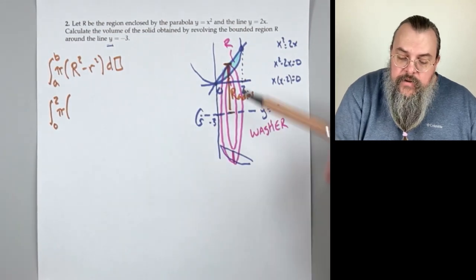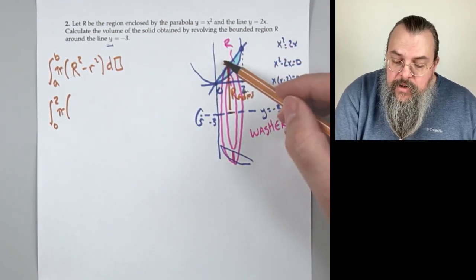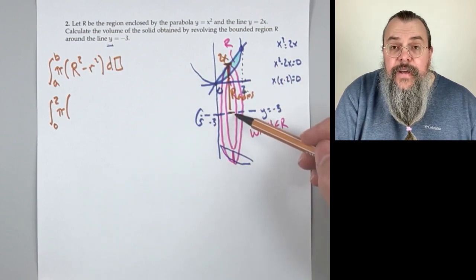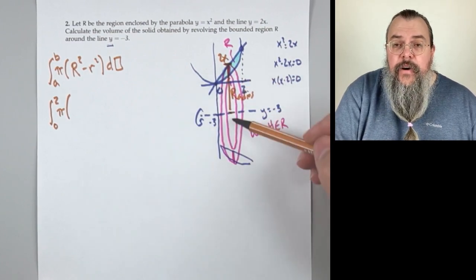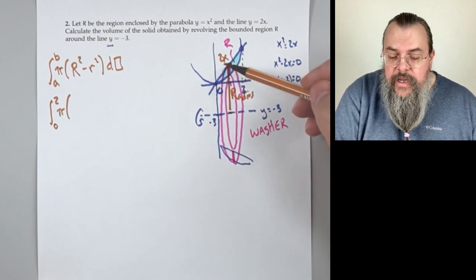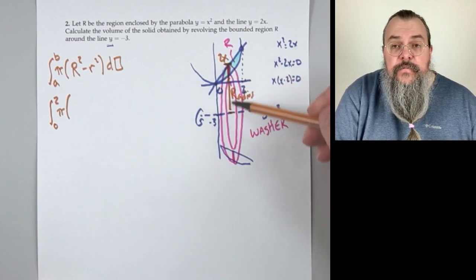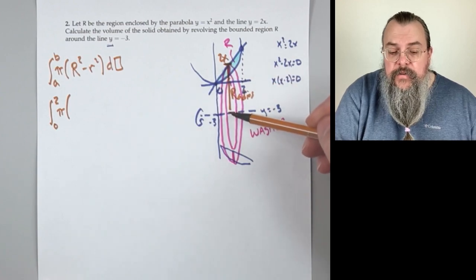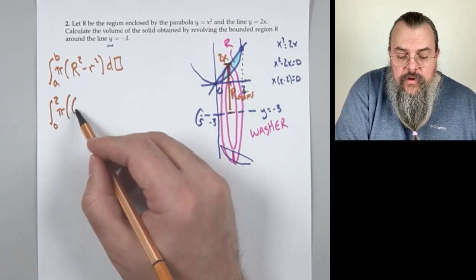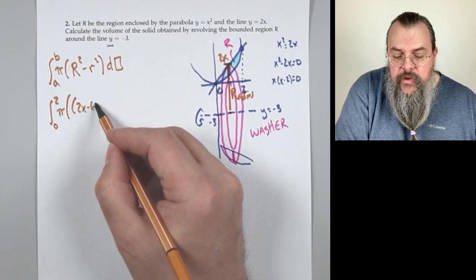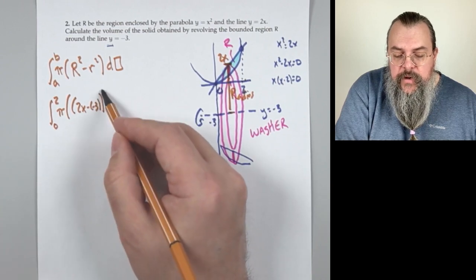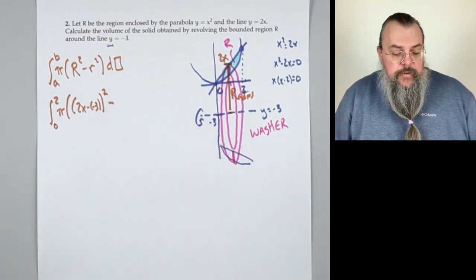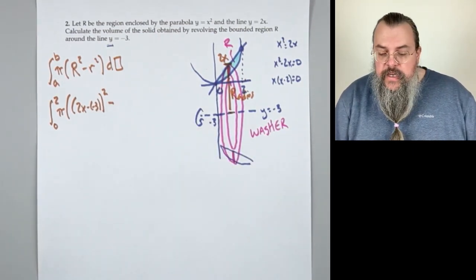Okay, so how does that work? Well, I'm going from 2x to -3. And I want to ask, how far is that? Well, to find that, I subtract. 2x subtract -3, squared.